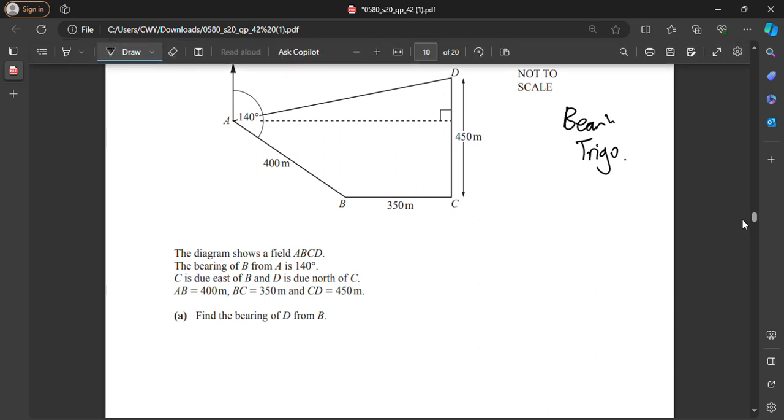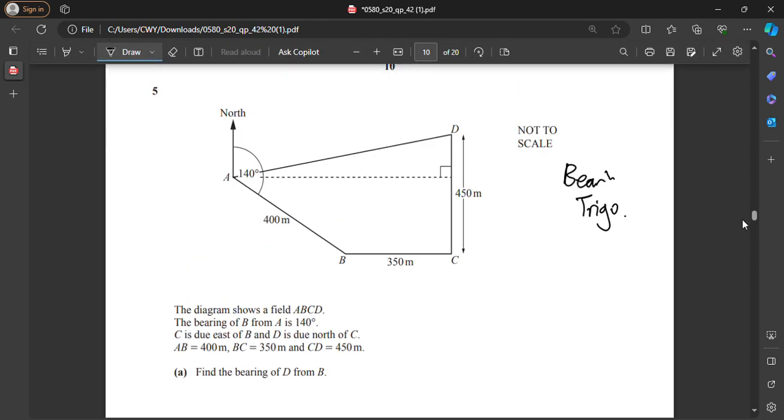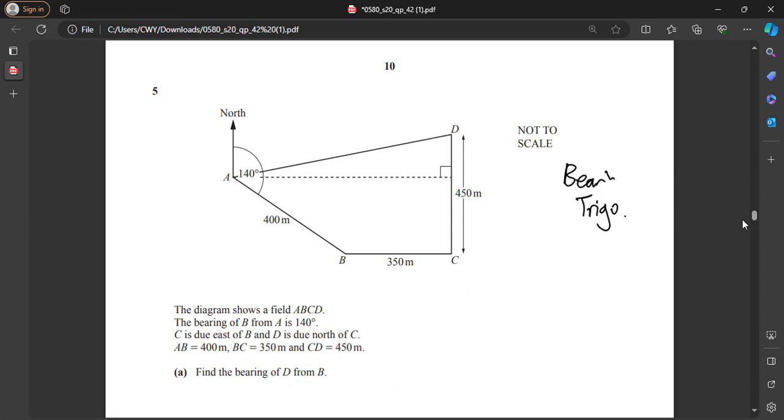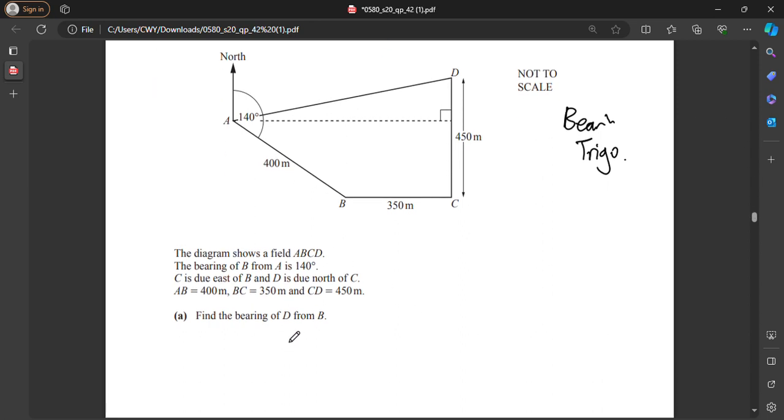So the diagram shows a field ABCD. The bearing of B from A is 140 degrees. C is due east of B and D is due north of C. AB is 400 meters, BC is 350 meters, and CD is 450 meters. So it's already labeled. So first question, find the bearing of D from B.